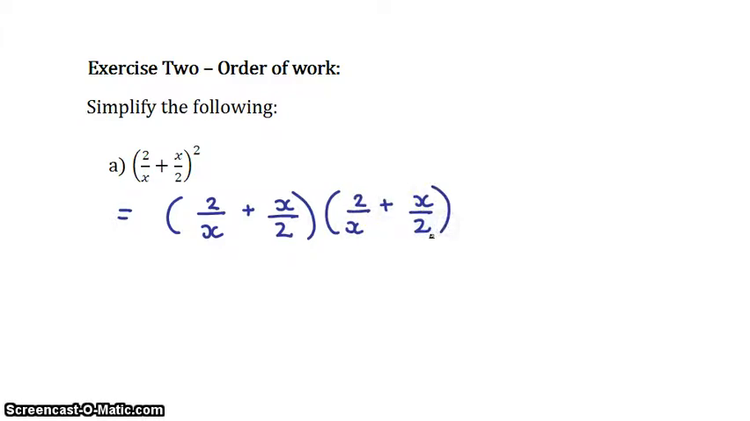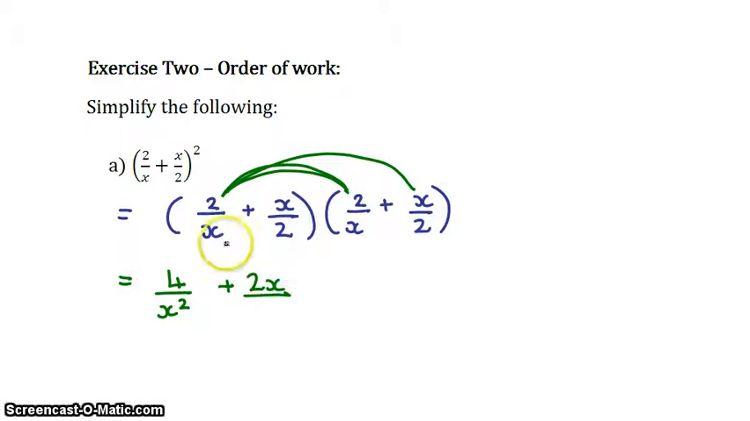Now, this particular example isn't so nice because it's fractions. But as I've said before, write out what you're doing. Remember, you're doing top times top and bottom times bottom. Now, I'm going to try to speed up a little bit because I'm going to go top times top is 4 and bottom times bottom is x squared. So that wasn't too bad. Top times top would be 2x and bottom times bottom would be 2x.